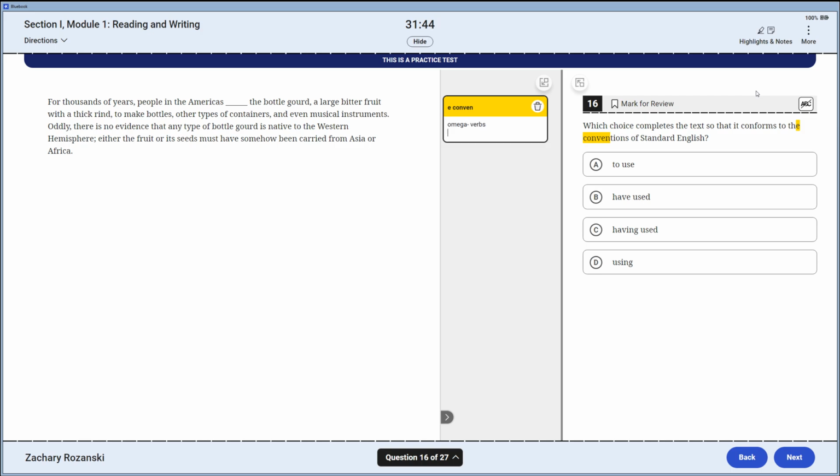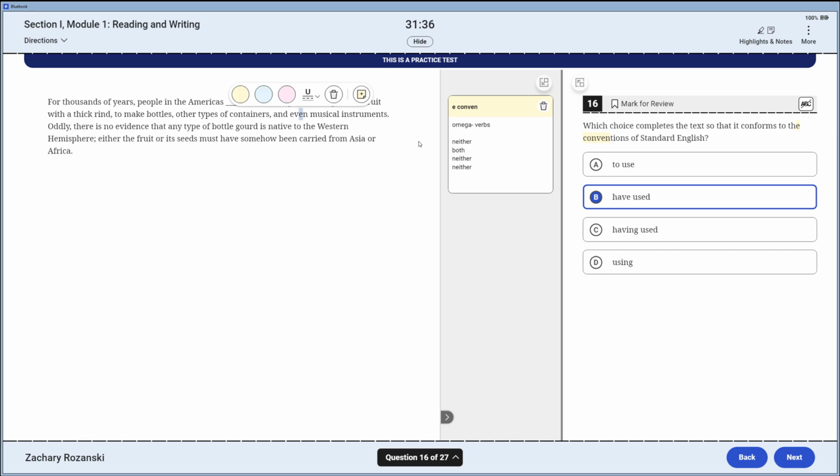I've got verbs, so I'm going to check for number first. I've got a neither, I've got a both, I've got a neither, I've got a neither. I am going to start considering what I've got in the surrounding text. That's a little prepositional phrase. Hit me with the subject right there.